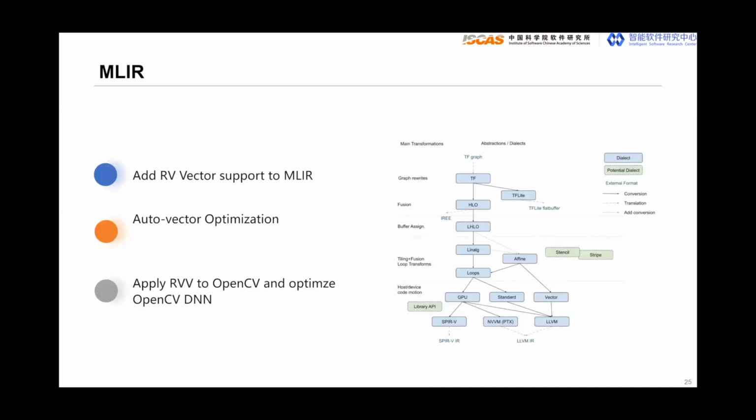Some of the work we have done in MLIR is on RV vector. We know that the vector extension was ratified last year, in December. So now we have the standard specification. We implemented RV vector in MLIR and submitted it to the mainline. We also do some auto vectorization optimization. And as an application, we have applied RISC-V vector to OpenCV and improved the performance of OpenCV very largely. We also optimized OpenCV DNN operators.